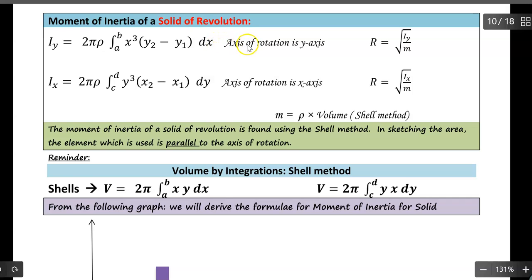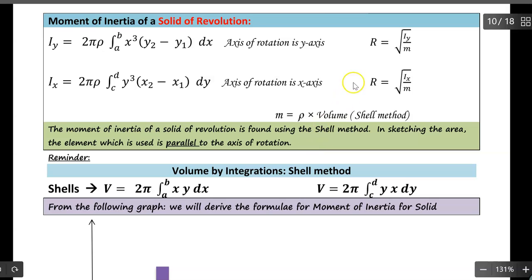As you see, in working with moment of inertia, we were talking about using the element that is parallel to the axis of rotation. In terms of the solid of revolution, if you are using the element that is parallel to the axis of rotation, then we are talking about the shell method, right? Because we are talking about volume in this case. So the moment of inertia of a solid of revolution is found using the shell method. In sketching the area, the element which is used is parallel to the axis of rotation.